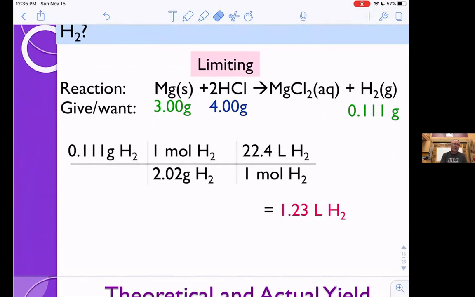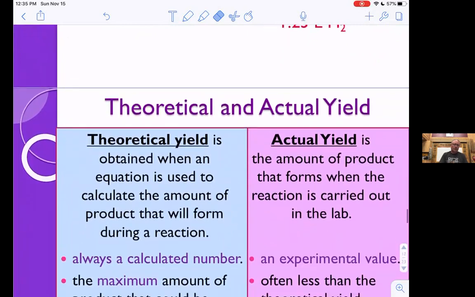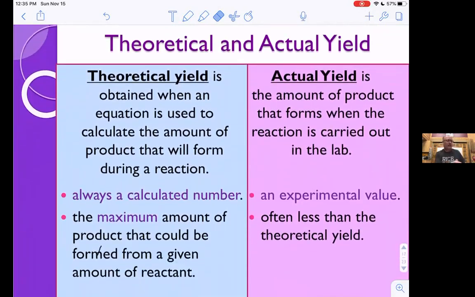Sometimes you're also asked, how much did you make in reality? So this will be our theoretical and our actual yields. So the theoretical yield is what you get by calculating, right? So if you put all your ingredients together for your cake, you should get a certain mass of cake at the end. We all know you never really get the same amount. It's a little bit different.